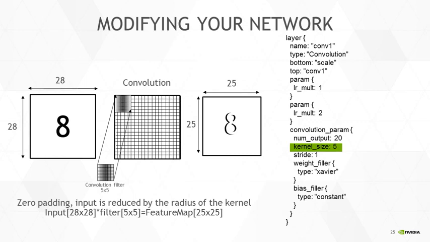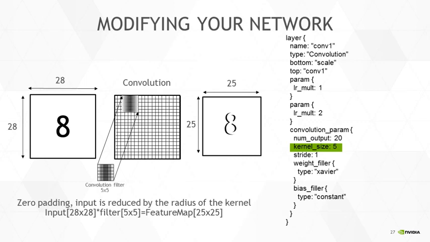Before, when I showed you the schematic, I said that the number of outputs was 20 for this convolutional layer. Here's where you would specify that. And here's where you'll specify your kernel size, being 5 by 5. Here's an example of a 5 by 5 kernel and what it would look like over this image. What happens is the convolutional kernel slides over the image pixel by pixel, just like this.